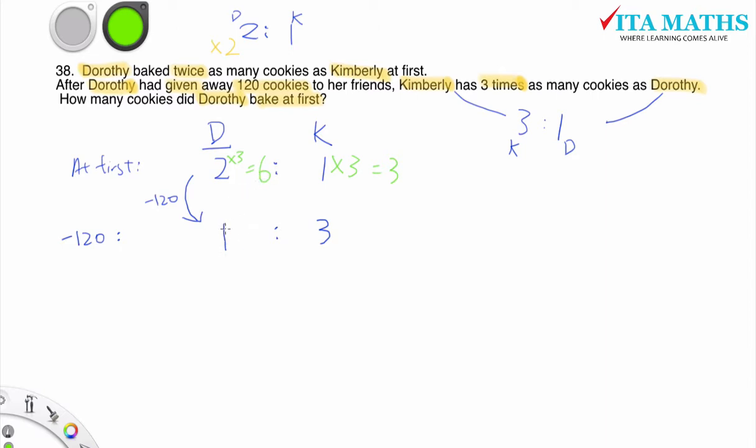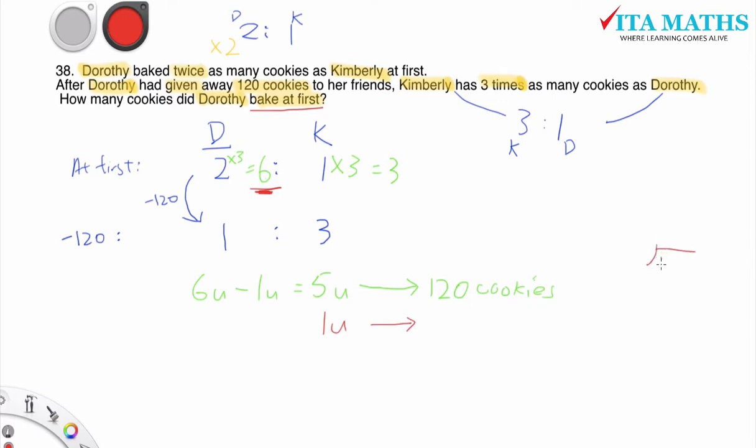So total, how many units did she give away? That number of units is 6 units minus 1 unit equals to 5 units. And this 5 units is how many cookies? You're right, 120 cookies. Okay, so you now know that 5 units is 120 cookies. So now they're asking you, how many cookies did Dorothy bake at first? Which is the one that Dorothy bakes at first? Which is how many units? 6 units.